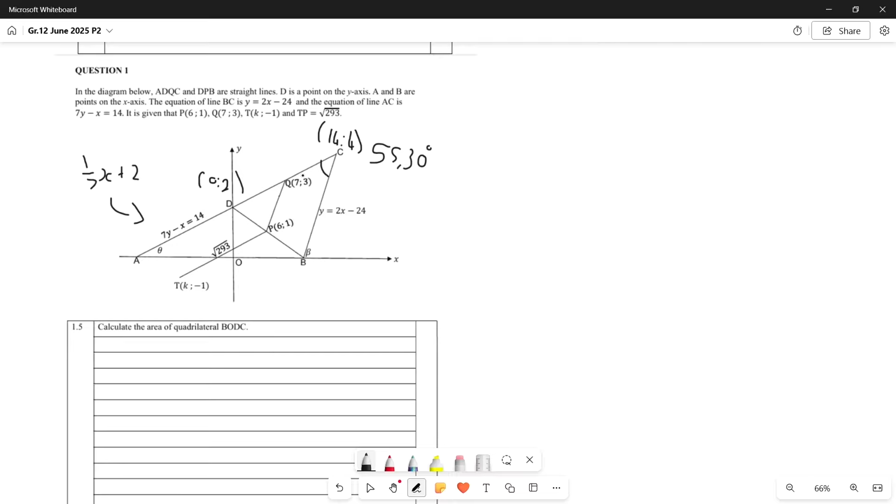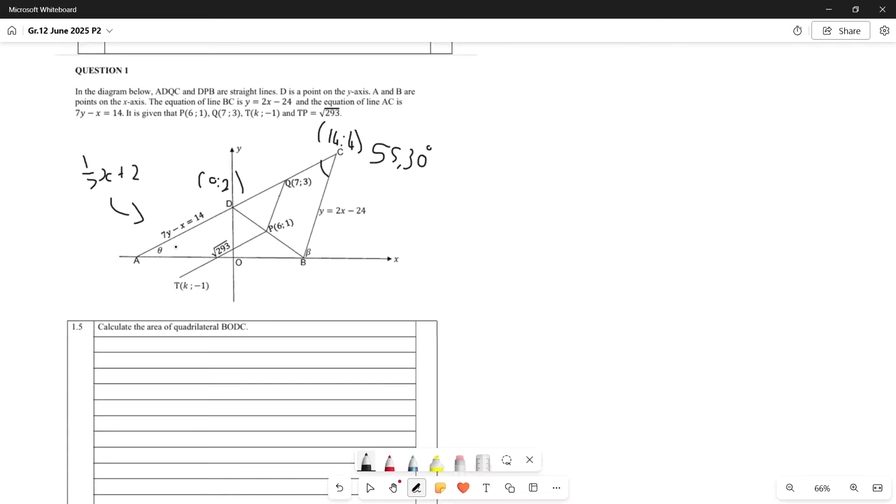So that means calculating the area of quadrilateral BODC. What we are trying to do here is to get the area of ABC and then subtract the area of AOD from it. So what we first have to get is the coordinate of A and the coordinate of B, because we don't have that. So we'll want this side.